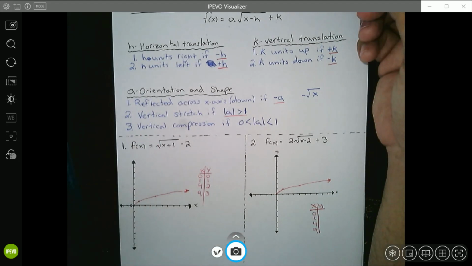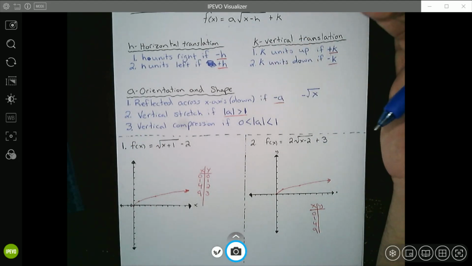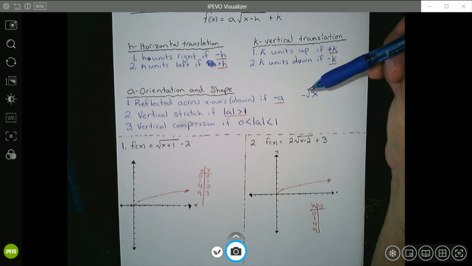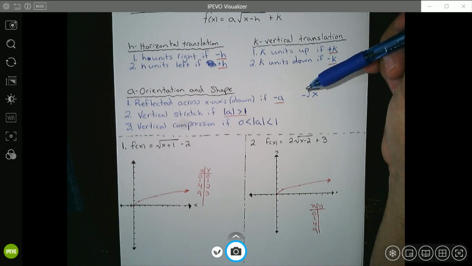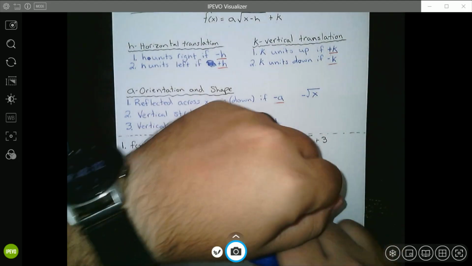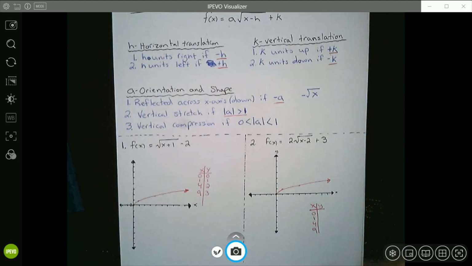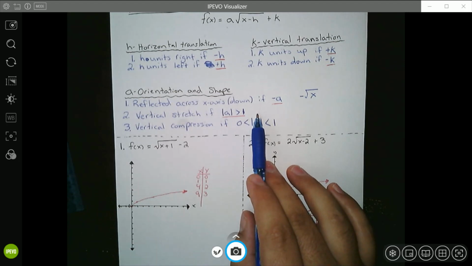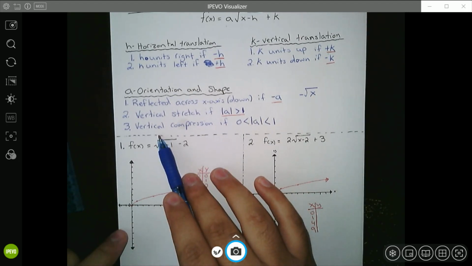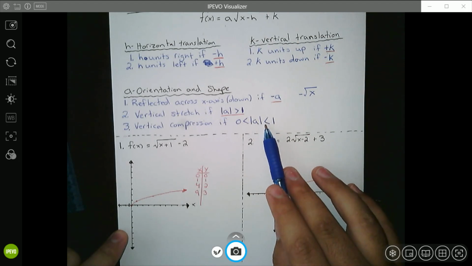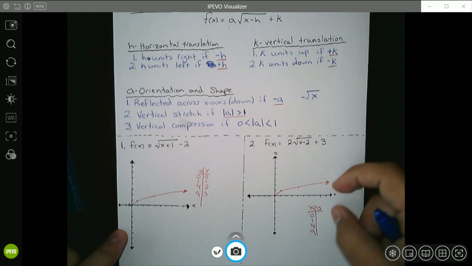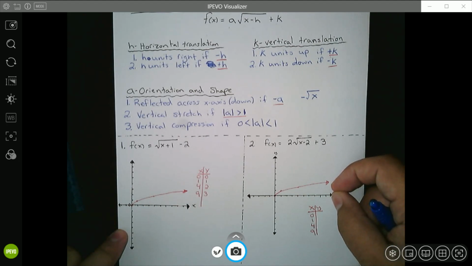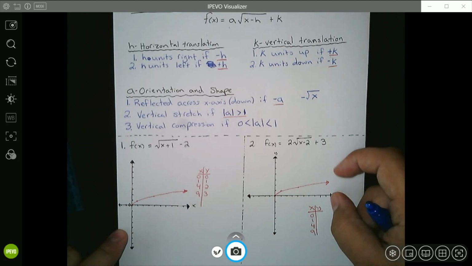For the next part, we only want the absolute value of a, because we've already taken into account the negative, the reflection, so we don't care about that anymore. So we say it's a vertical stretch, so it's being expanded. It goes up if the absolute value of a is greater than 1. Vice versa, you have a vertical compression if the absolute value of a is between 0 and 1. What vertical compression is, it's going to get closer to the x-axis. If it's greater than 1, it's going to stretch, so it's going to expand from the x-axis.